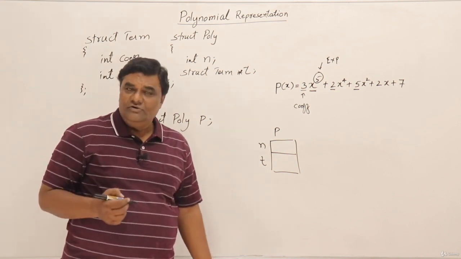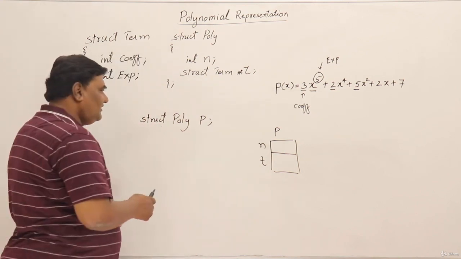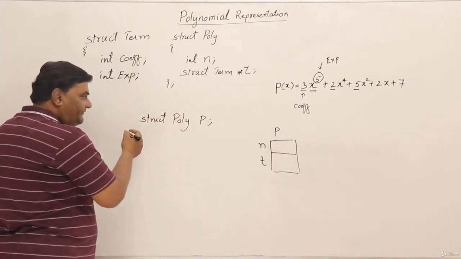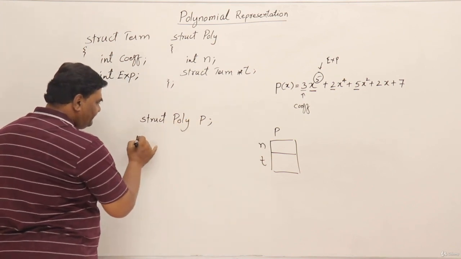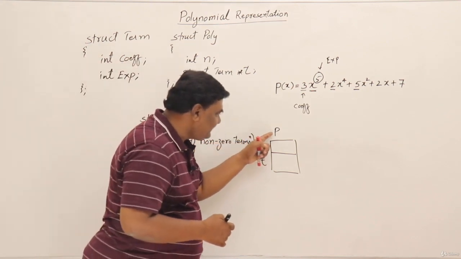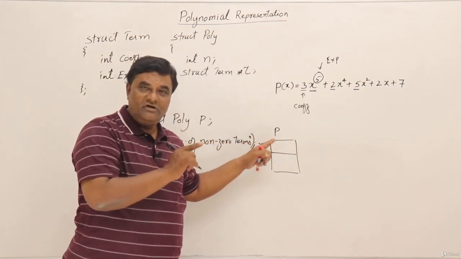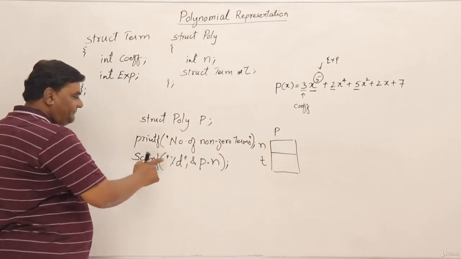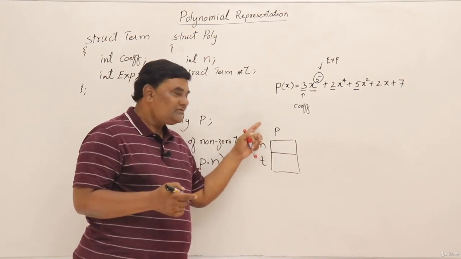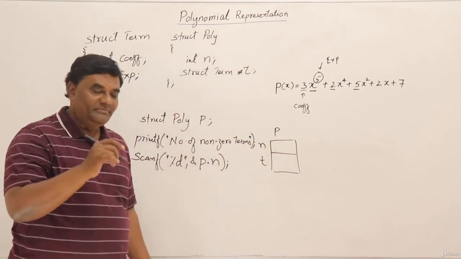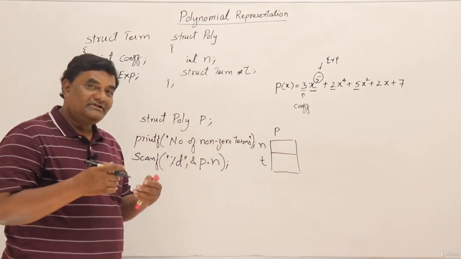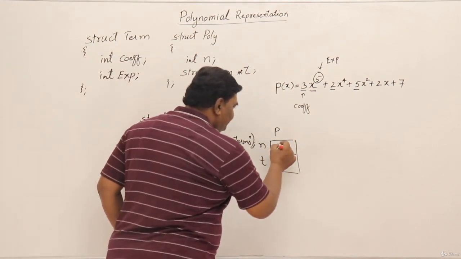The first thing that I should know is how many non-zero terms there are. I will take the number of non-zero elements from the keyboard. So I will say printf enter the number of non-zero terms. Now I should read how many terms there are: scanf percent d, ampersand p.n. This is an object, not a pointer, so I can access this member using the dot operator, p.n. Suppose the value given is 5.